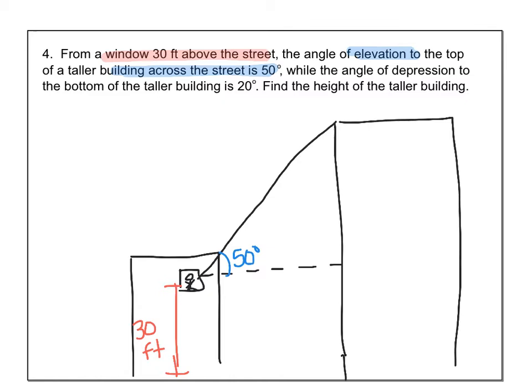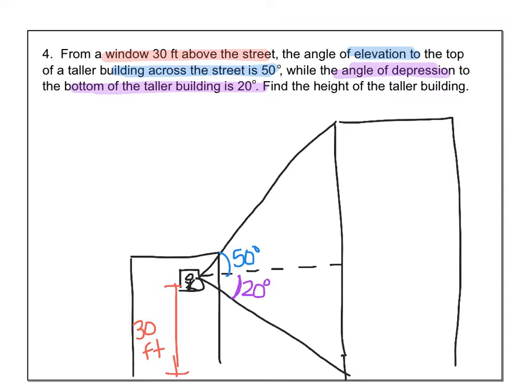And then it says the angle of depression. We haven't talked about that yet, but that would be an angle looking down. So if you look down to the bottom of the building, the angle of depression to the bottom of the taller building is 20 degrees. So the angle of depression also needs to be between a horizontal line and the hypotenuse. So that's going to be right here. Between the horizontal line that I drew in and the hypotenuse, that's going to be 20 degrees.